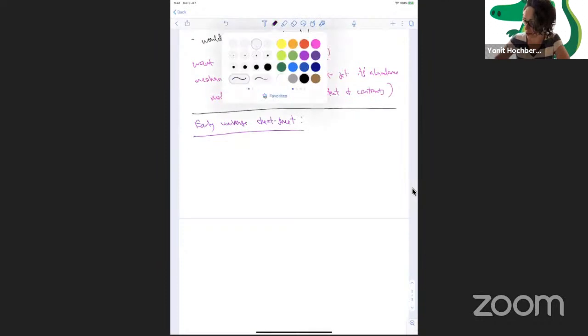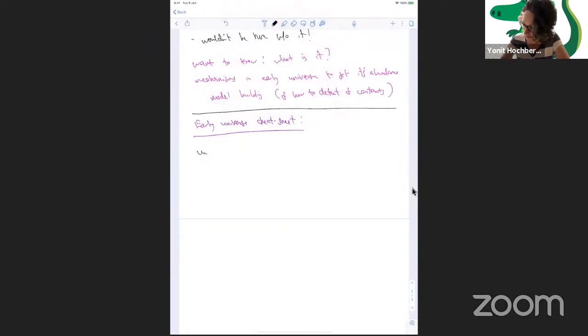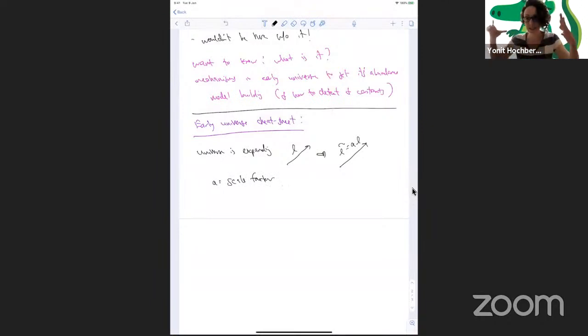So as you probably know, our universe is expanding, okay? So if I have some distance L, then the universe is expanding and I get some different distance, which is a times L. So this little a is what we call the scale factor. And volume, importantly, then expands like a cubed.